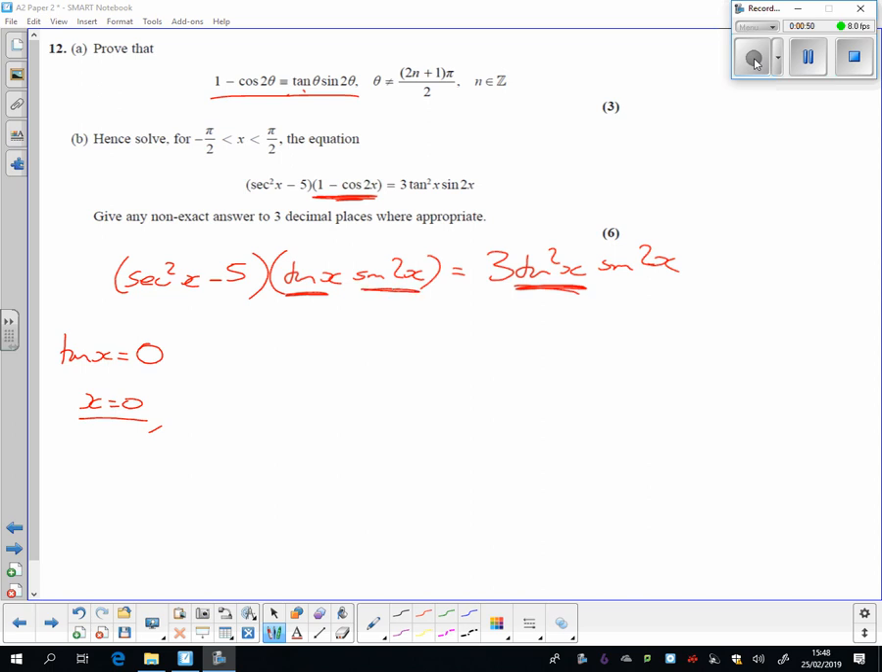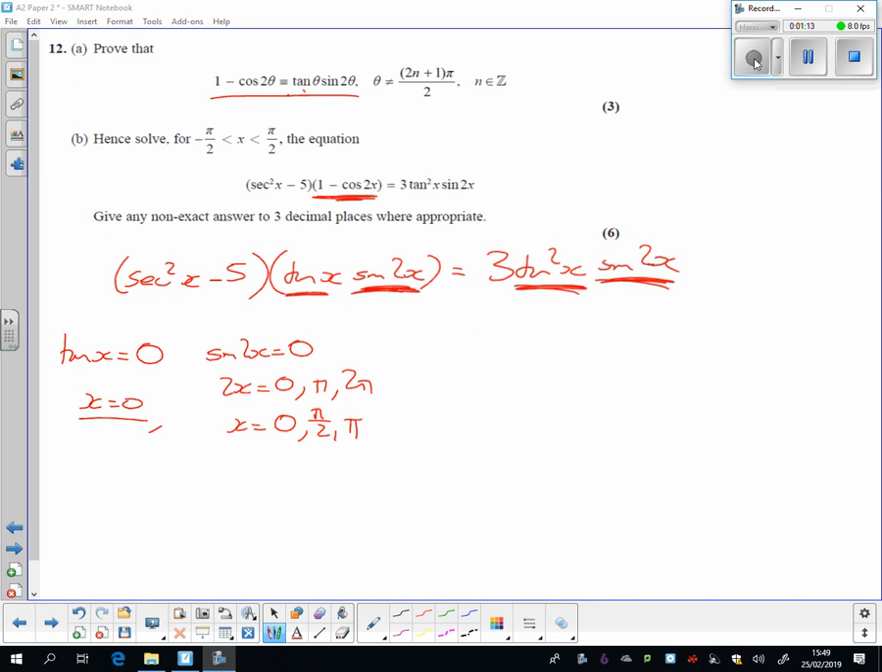We've also got a sine 2x on this side and a sine 2x on that side. So I'm going to divide both sides by that as well, again, as long as sine 2x doesn't equal 0. So that's 2x equals 0 and pi minus 0. No, we've got different answers here. So we've got pi over 2 and pi.